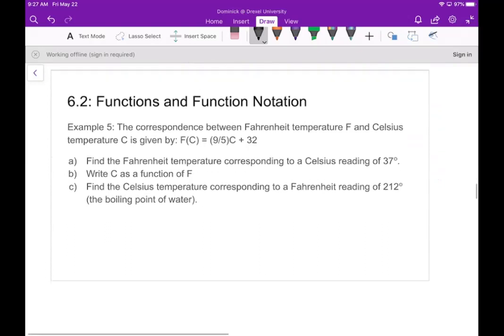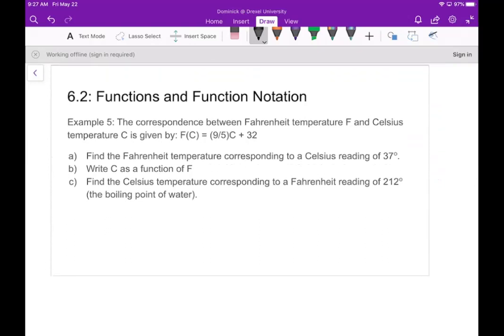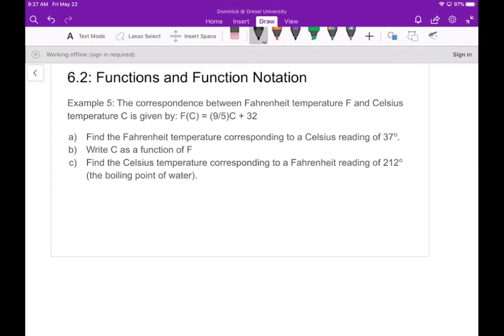Okay, so in the next example, we have the relationship between Fahrenheit and Celsius temperature, right? So you have that F of C is equal to 9/5 C plus 32. Okay, now we want to find the Fahrenheit temperature corresponding to Celsius of 37. So part A, and again, our function is giving us Fahrenheit when Celsius goes in.